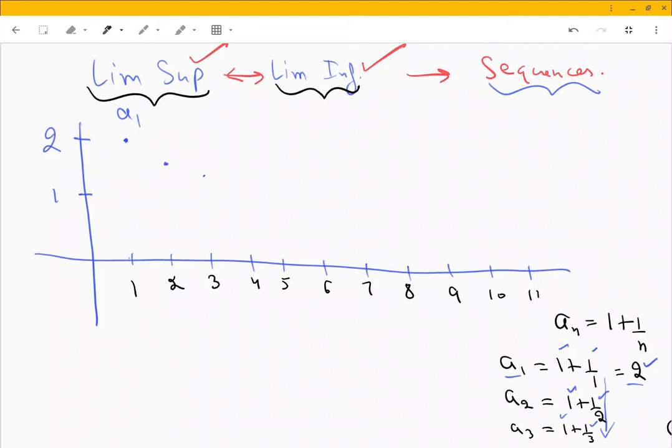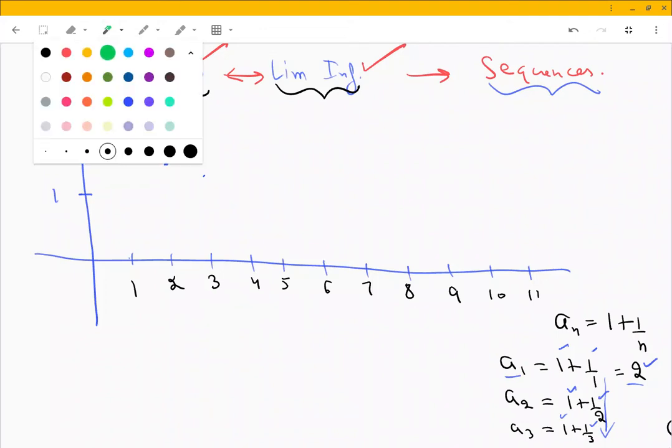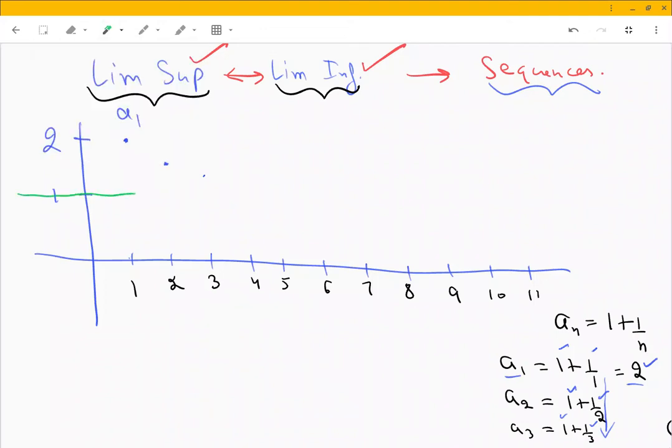Okay, let me draw this. This is our line 1. This line represents the value 1. So 1 plus 1 by 3. A4 is 1 plus 1 by 4. 1 plus 1 by 5. 1 plus 1 by 6. 1 plus 1 by 7. 1 plus 1 by 8. 1 plus 1 by 9. So it will keep on decreasing like this, right? It will keep on decreasing like this.